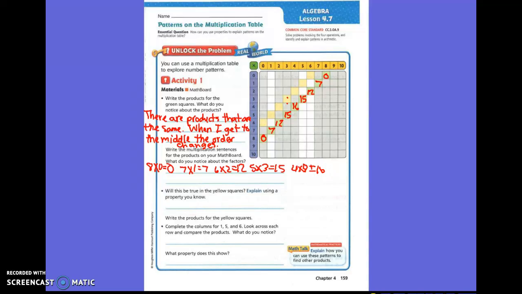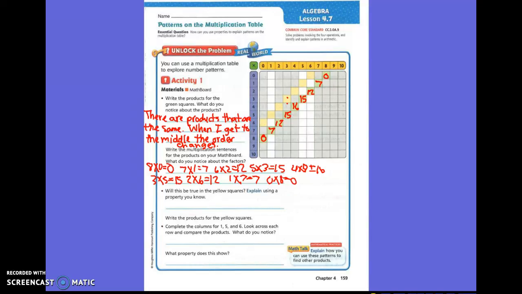And then 3 times 5 equals 15. 2 times 6 equals 12. 1 times 7 equals 7. 0 times 8 equals 0. Yes, I meant 0 times 8 equals 0, not 0 times 8 equals 8.